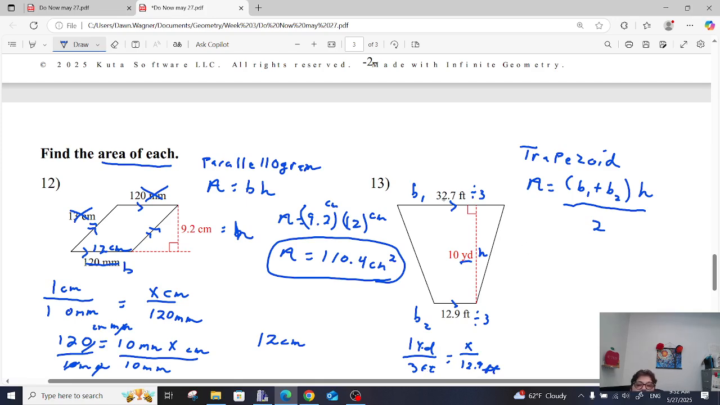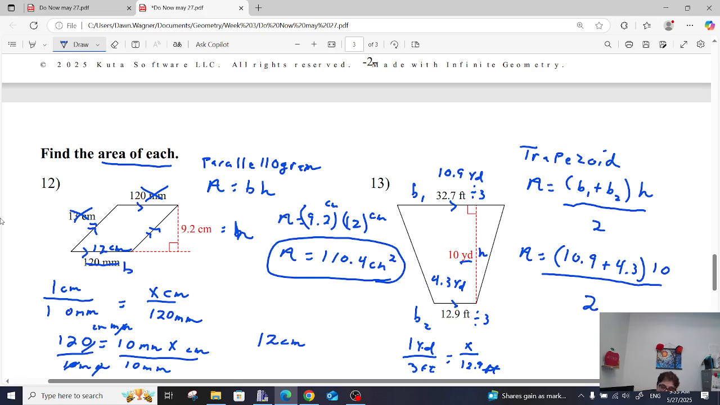So what is 32.7 divided by 3? So this is 10.9 yards. And then what's 12.9 divided by 3? 4.3 yards. Now I can do area because I'm all in yards. Area equals base 1 is 10.9 yards. Base 2 is 4.3 yards. Height is 10, and I still have to divide this by 2.